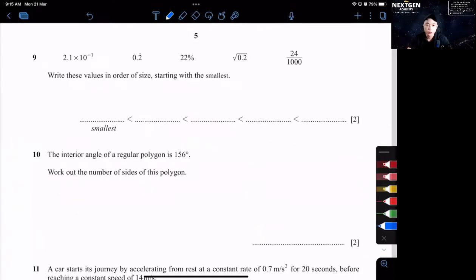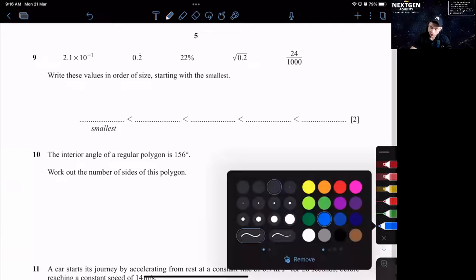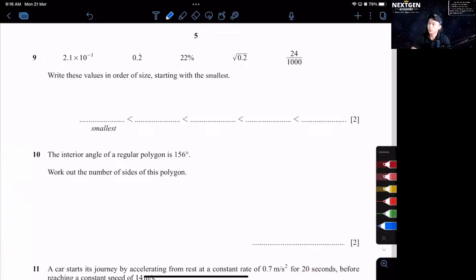All right, let's go. Question 9. We have 5 values here. Write these values in order of size, starting with the smallest. If we look at all these numbers, they look almost the same, so we need to make it consistent first to compare. So let's just change it to the actual value itself. Let's look at this: 2.1 times 10 to the power negative 1. You can just write the numbers on top so it's easy for you to refer.